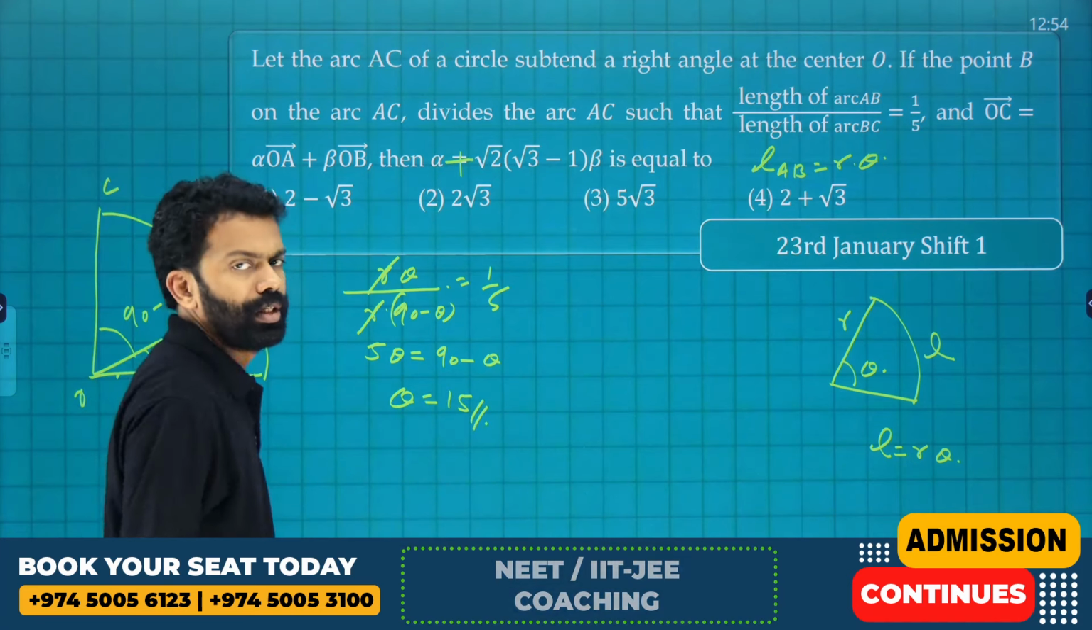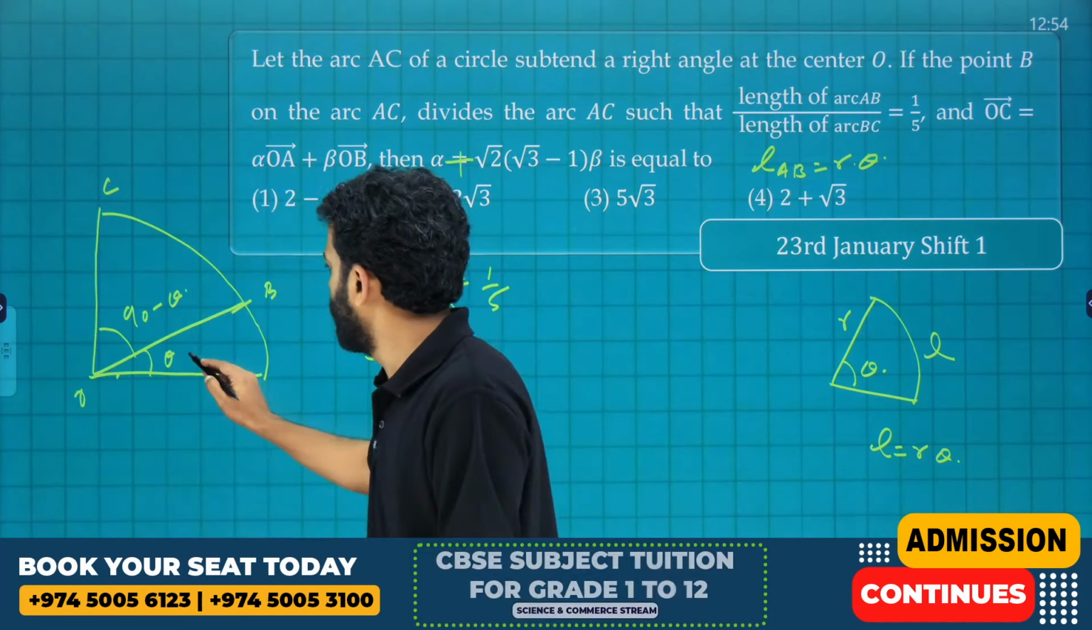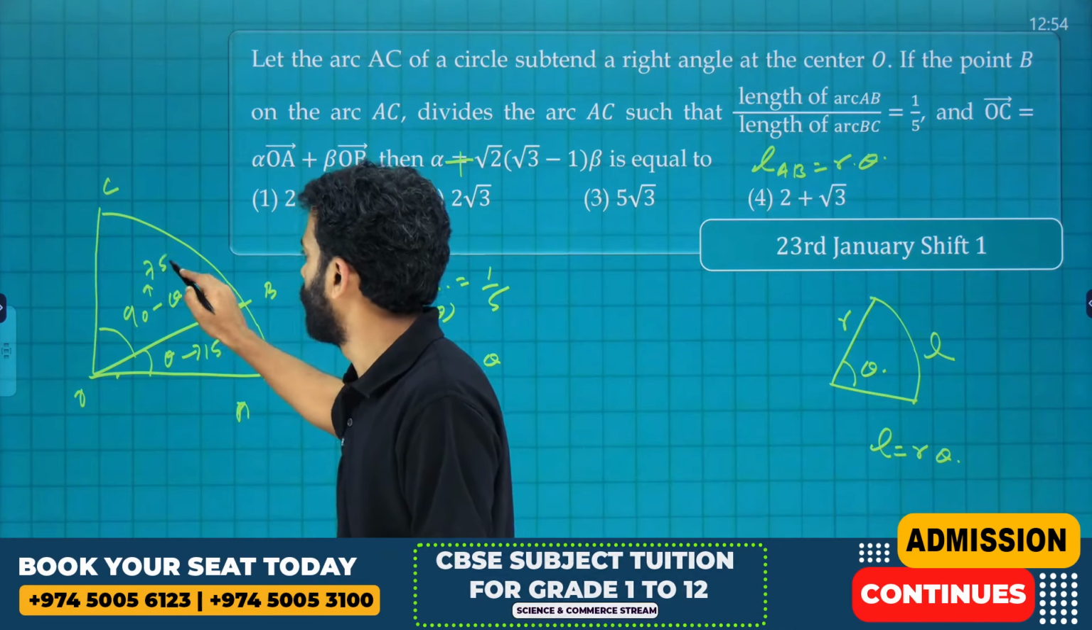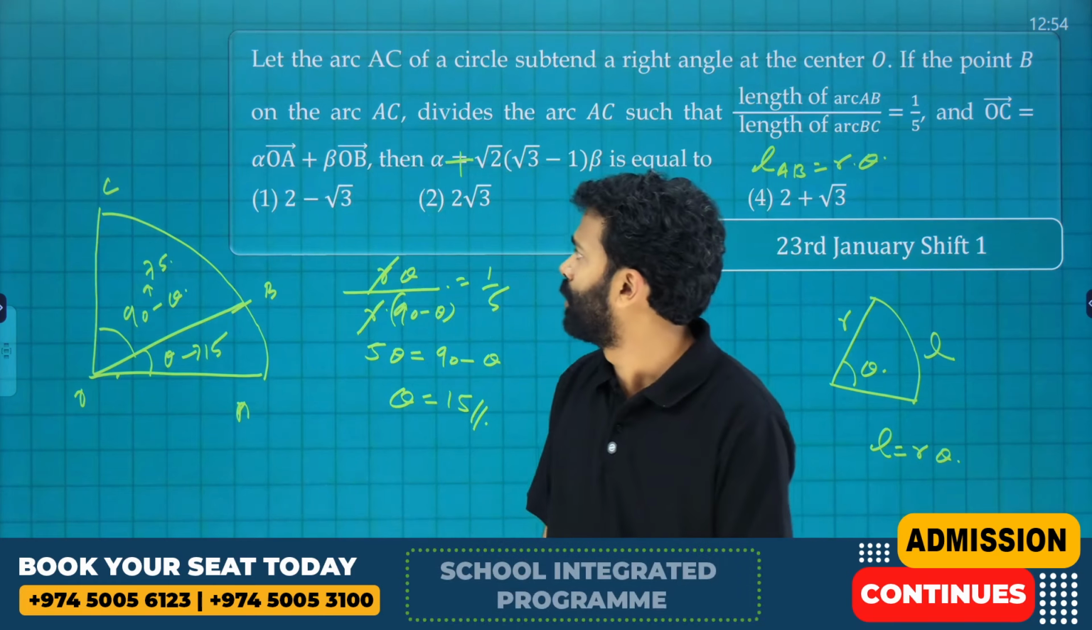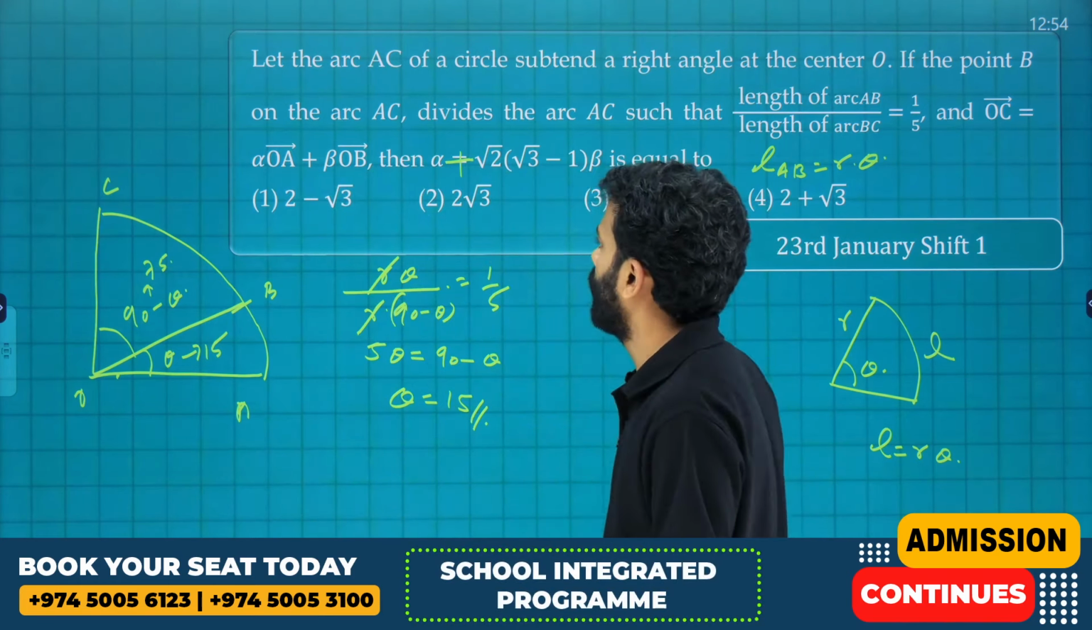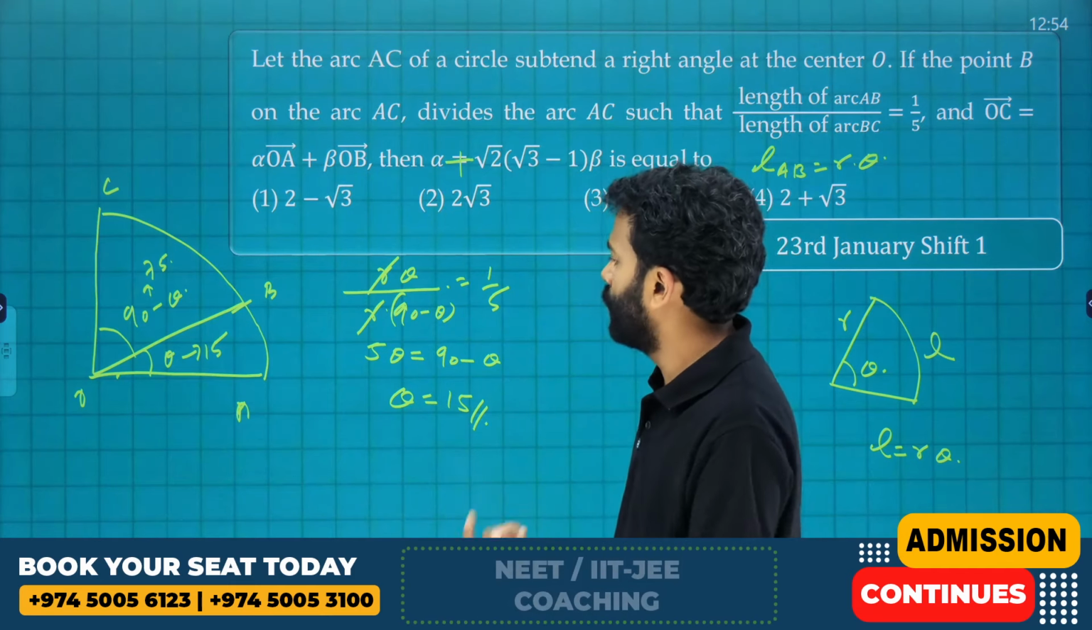What is the value of theta? 15. Therefore, here we can write it as 15 and this will be 75. Now we got the angle. Now we can formulate alpha and beta from here itself. I think it will be better if you do it in the next slide.